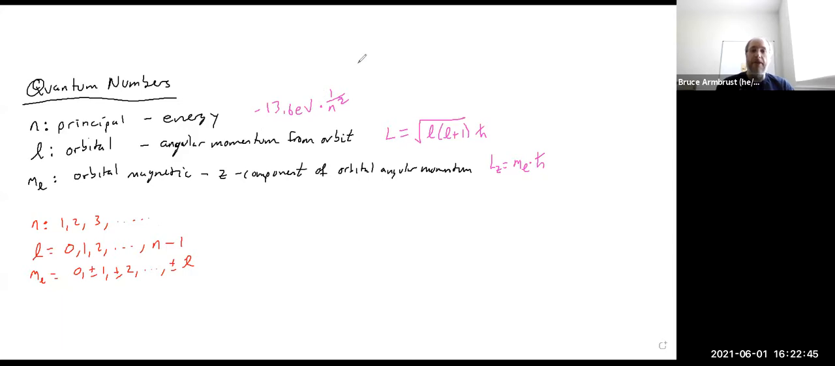Now, it turns out that there is another one that is what we call m sub s. So we had m sub L and we had m sub s. And this corresponds with another thing called S. So we're going to have m sub s and we're going to have S. Now, S is kind of a boring quantum number. But what S is, this is the spin angular momentum quantum number.